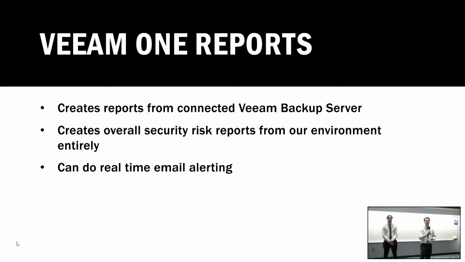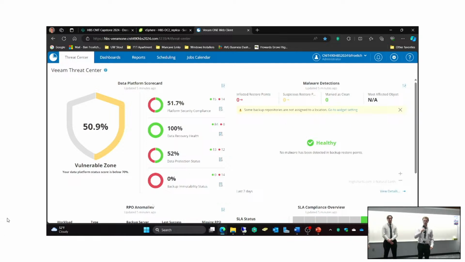Next I'll be talking about Veeam reporting, which is a separate application that lives on a different server, connected to our Veeam backup server, and takes statistics and creates an overall report. It also creates a security risk report. Within Veeam itself, there is an application that compares the overall security of our environment to best practices, and Veeam takes that data and makes it into an overall fancy report. It can also do real-time alerting, so if a server were to go down, I think the threshold is 5 minutes, it will email whoever's in that email group about the server going down.